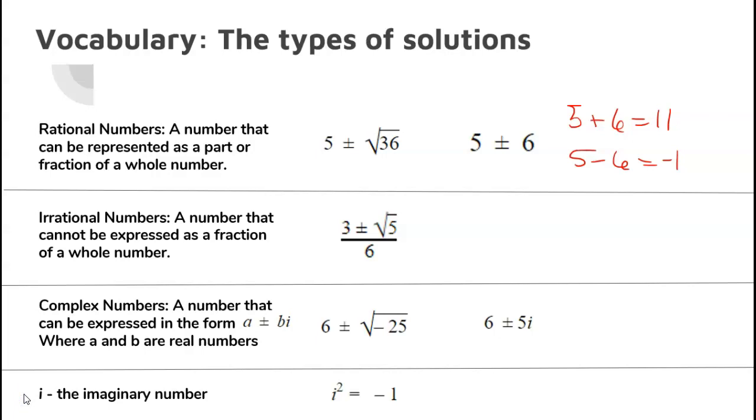The second solution is one with irrational numbers in it. And an irrational number is a number that cannot be expressed as a fraction of a whole number, such as 3 plus or minus the square root of 5 over 6.